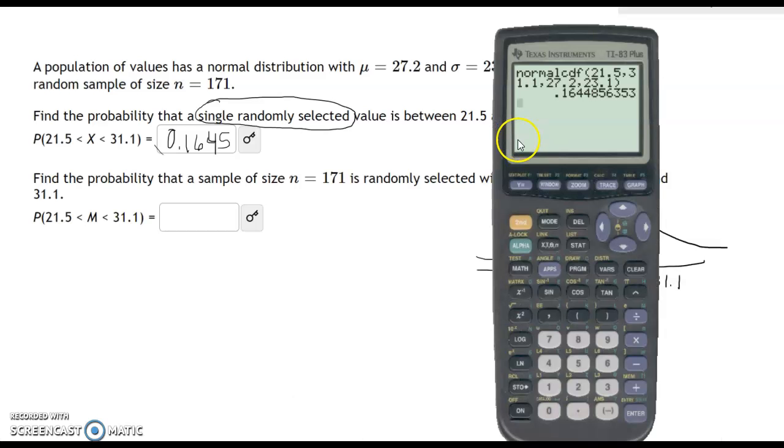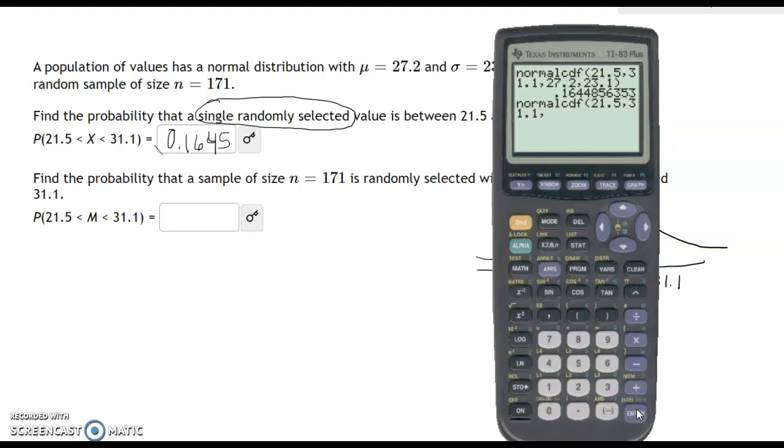And just like with the last example, we are going to do this problem exactly the same. Oh, I didn't hit second. There we go. Second bar, and I have normal CDF again. We put in all the same information. We're looking for endpoints 21.5 and 31.1.